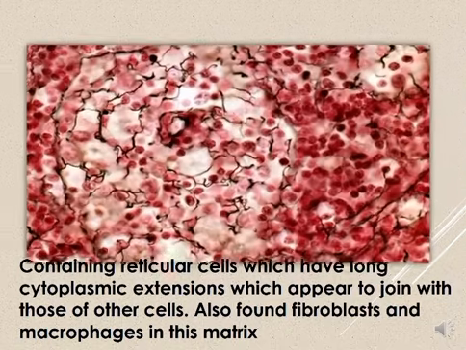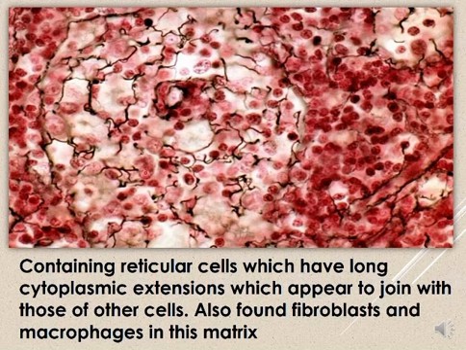The predominant cells found in reticular connective tissue are reticular cells, which have long cytoplasmic processes that attach with the cytoplasmic processes of neighboring cells. In addition to these, fibroblasts and macrophages are also found in the matrix of this tissue.